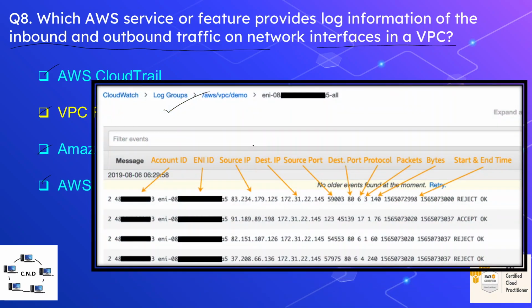So this is just a snapshot of VPC Flow Logs. Here we can see the account ID, the ENI ID, the source IP of the flow, the destination IP, source port, destination port, the protocol used, and the number of packets and bytes used in this specific session, as well as the start and end time. So VPC Flow Logs is basically the service or feature that can be used for inbound and outbound traffic on network interfaces in a VPC, and it will give you information as shown in this figure.